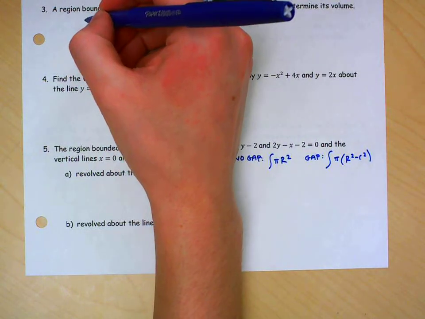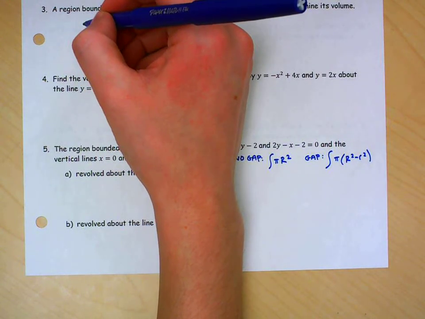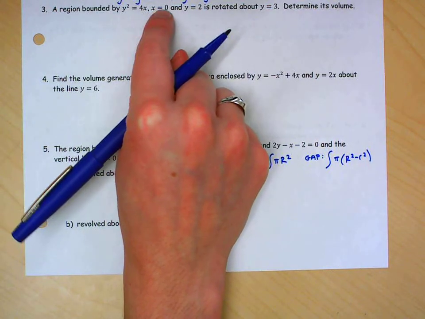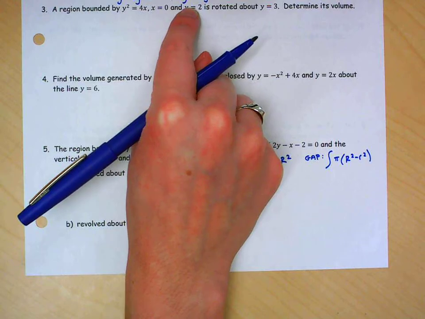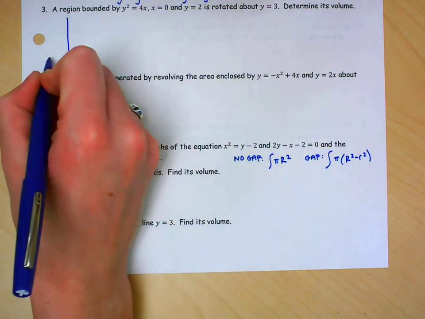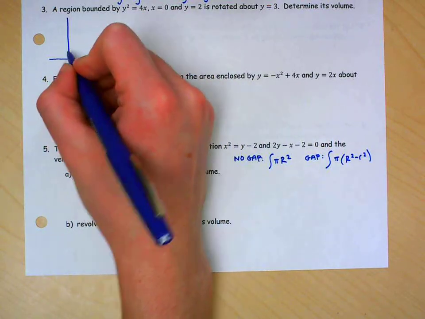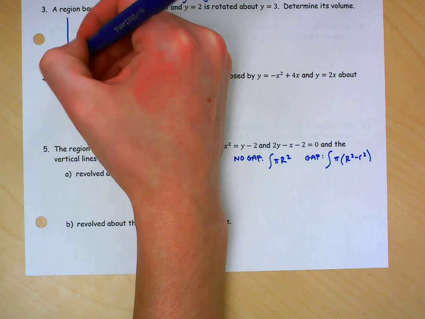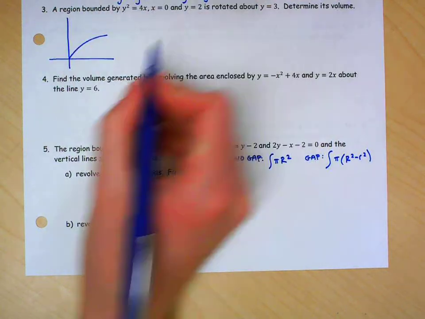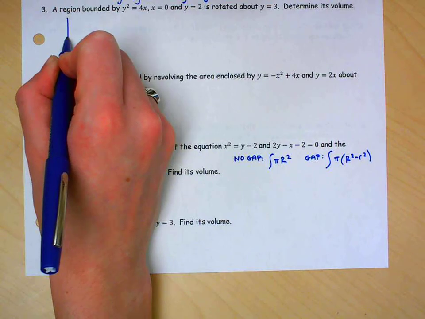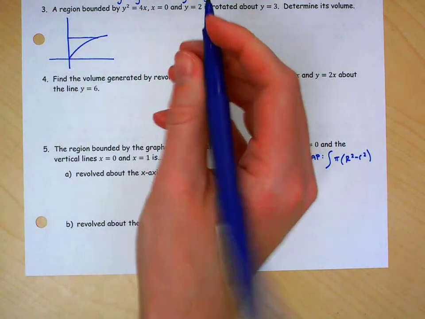Just trying to picture this really fast. So remember, this is going to be the y-axis. This is a horizontal line. So it looks like most of this is going to be in the first quadrant. Okay, so I'm going to have y squared equals 4x. Then I have the y-axis, it's x equals 0. And then I have y equals 2.